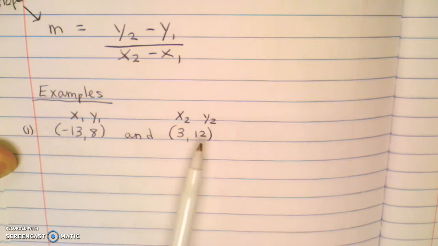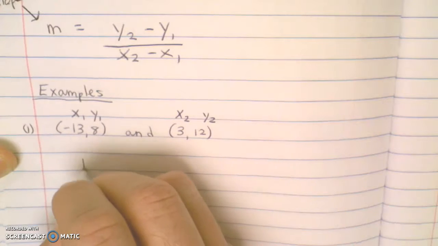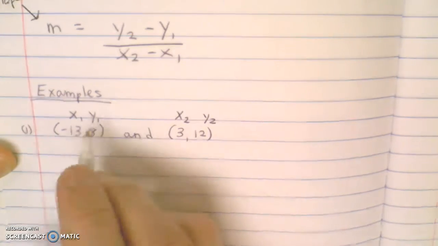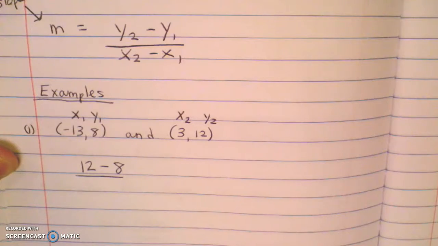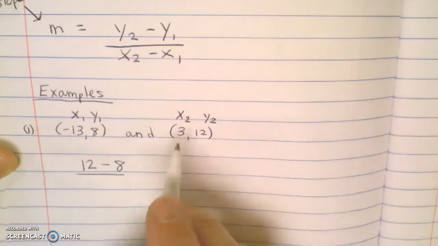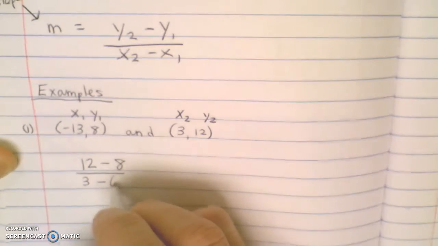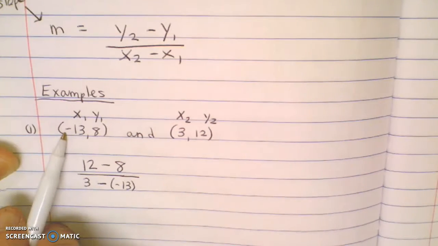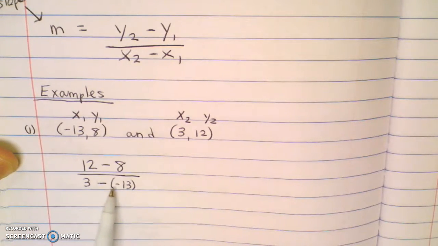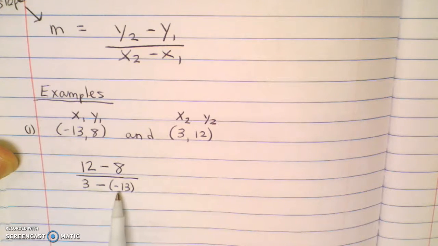Now I'm just taking these values and plugging them into the formula that we have up above us. So I'm taking my y sub 2 value minus my y sub 1 value over my x sub 2 value minus my x sub 1 value. And notice here, this is a very common mistake. There's a minus sign here, so I have to have two minus signs to indicate the minus sign in the formula and the minus sign on this x sub 1 number.